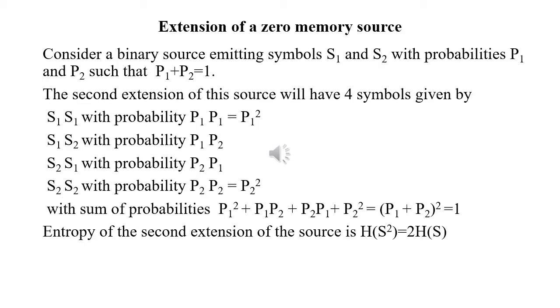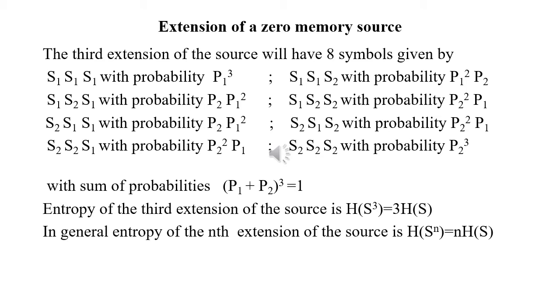Next, we will see the extension of a zero memory source. Consider a binary source emitting symbols S1 and S2 with probabilities P1 and P2 such that P1 plus P2 equal to 1. The second extension of this source will have four symbols given by S1S1 with probability P1 square, S1S2 with probability P1P2, S2S1 with probability P2P1, S2S2 with probability P2 square. If we are summing these probabilities, we get (P1 plus P2) the square, which will be equal to 1. Entropy of the second extension of the source is H of S square equal to 2 into H(S). That is the conclusion.